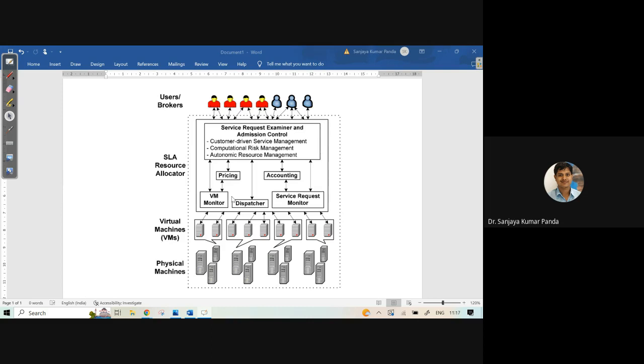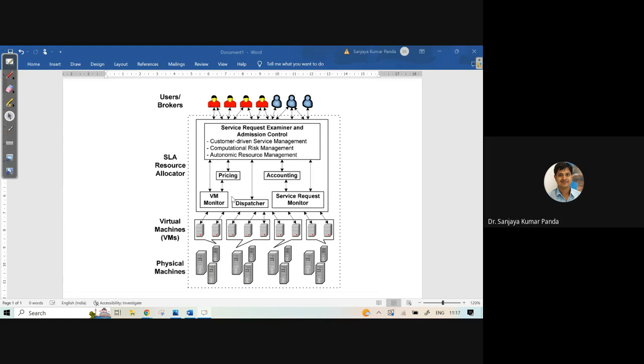Okay, because the procedure adopted for selecting a process among a set of processes, like I told you, there are different tasks. They are queued. Your SLA resource allocator has to pick a particular request or task from the queue. That is the job of the scheduler.